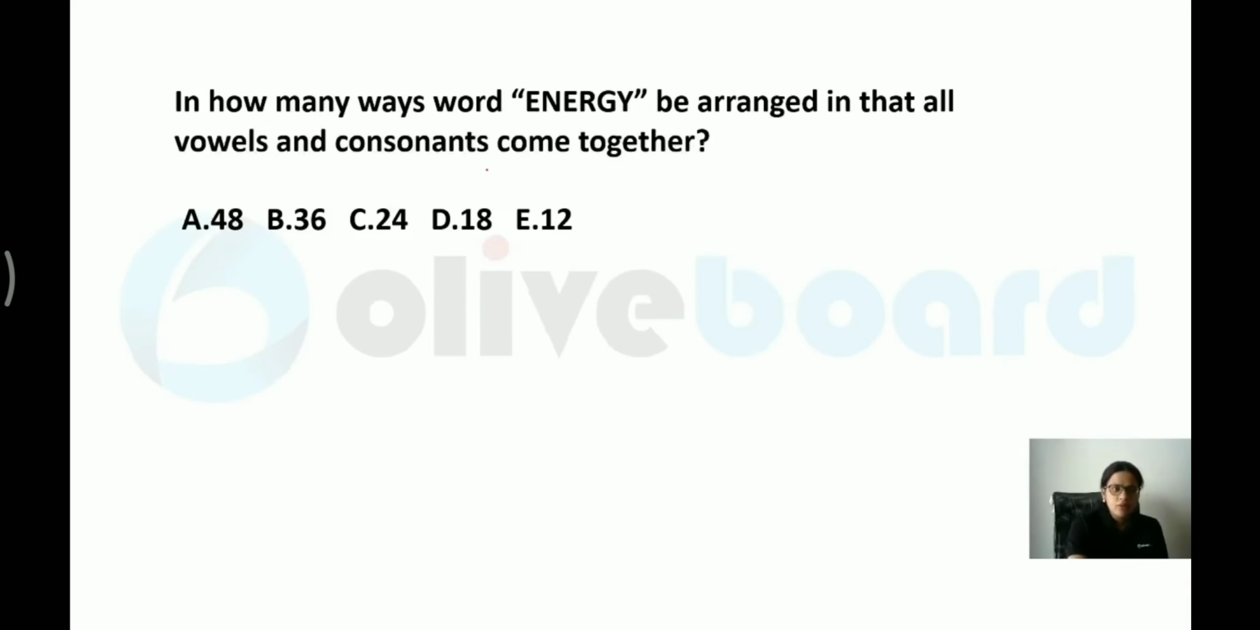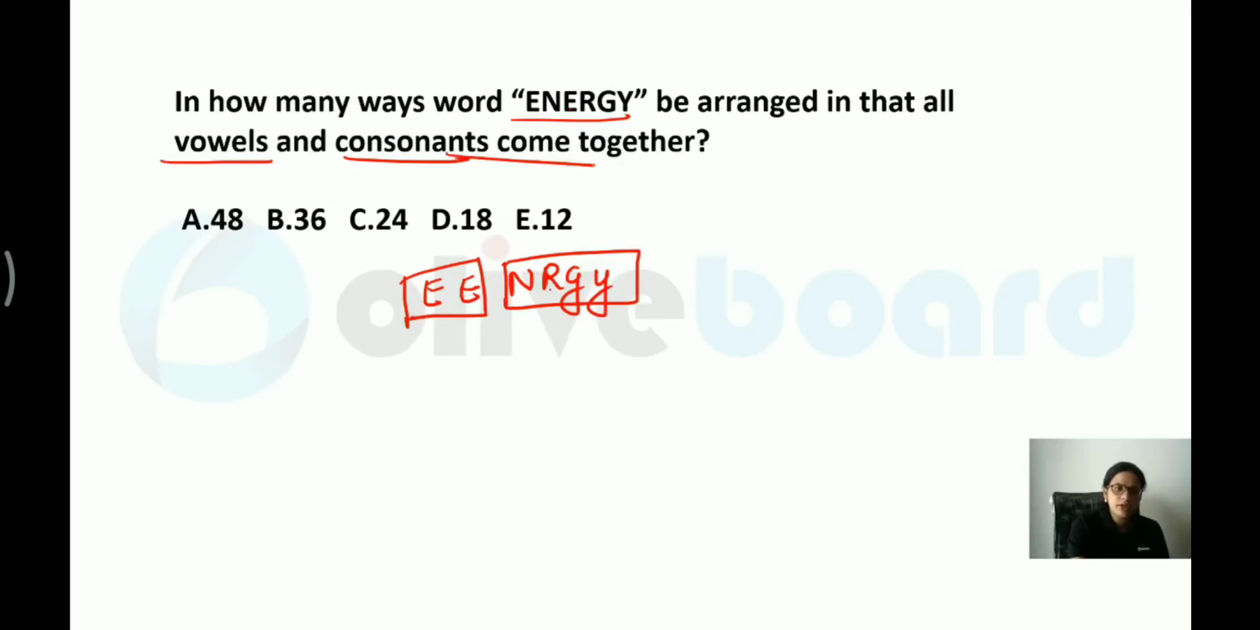Now here what they are asking you: in how many ways can ENERGY be arranged so that all vowels and all consonants come together. So all vowels come together, all consonants come together. Let me separate vowels and consonants. So E and E are two vowels, and how many consonants? N, R, G, Y. Make one block of this, because I have to keep them together, and one block of this, because this also should be together. In the last question, they did not say that consonants should be together, but here they want it together. So you have to make one separate block for that.